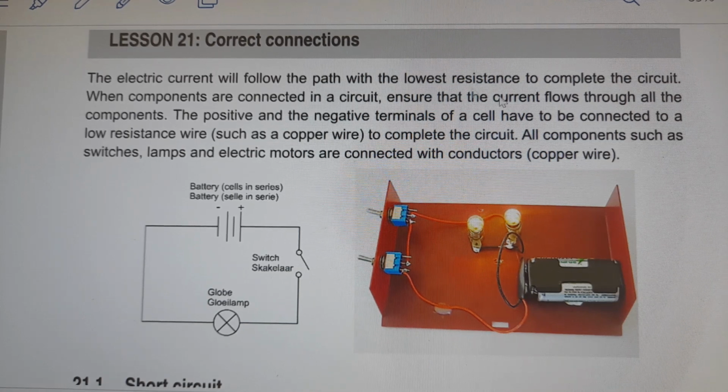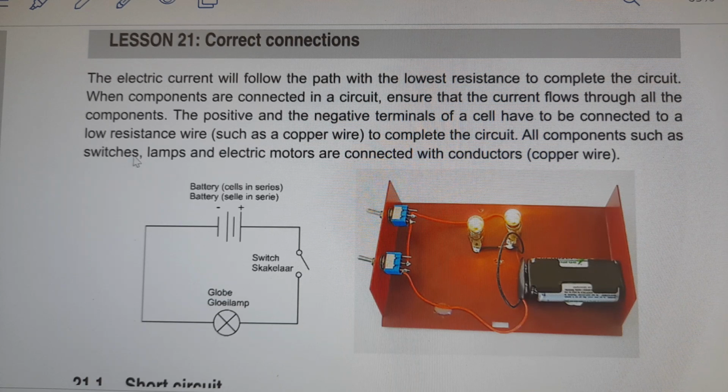In lesson number 21, we are going to look at correct connections. The electric current will follow the path with the lowest resistance to complete the circuit. When components are connected in a circuit, ensure that the current flows through all components. The positive and the negative terminals of a cell have to be connected to a low resistance wire, such as a copper wire, to complete the circuit.